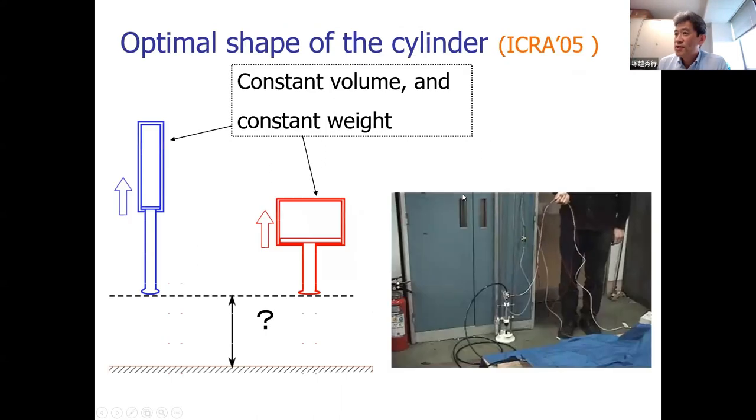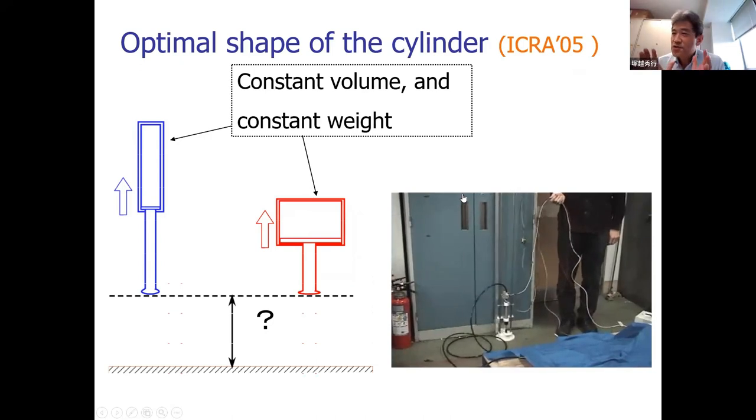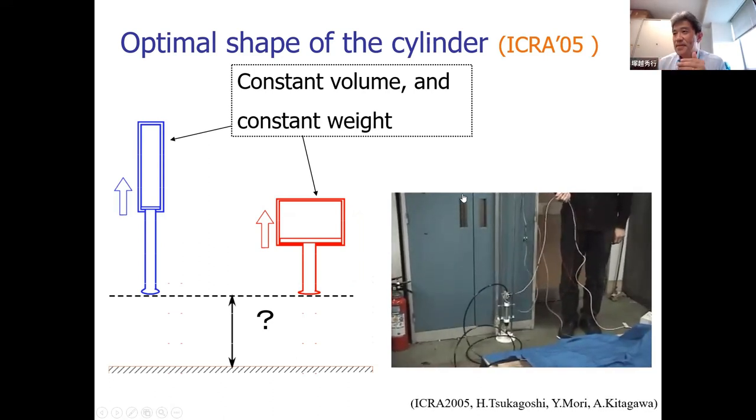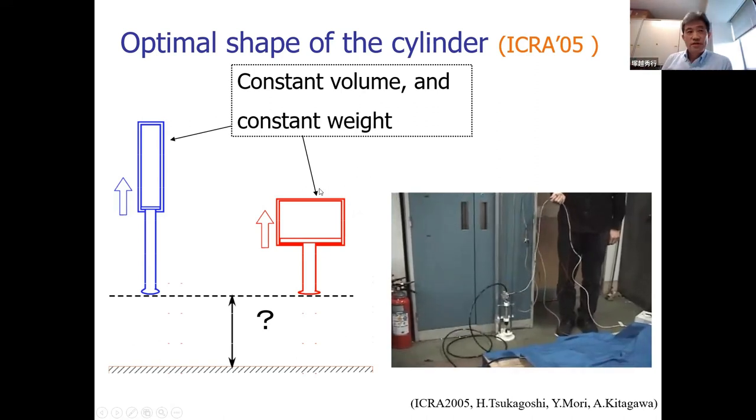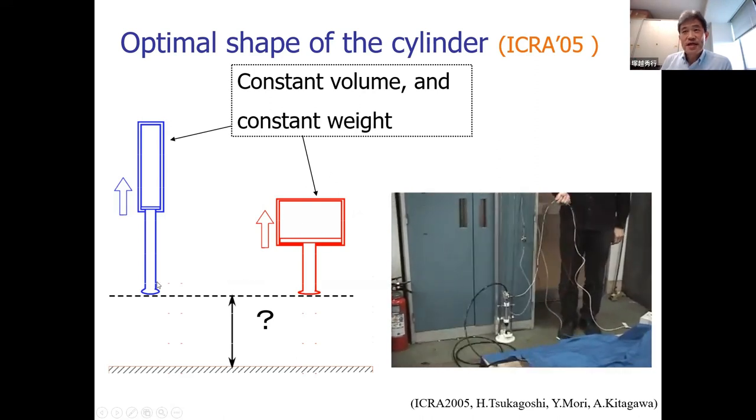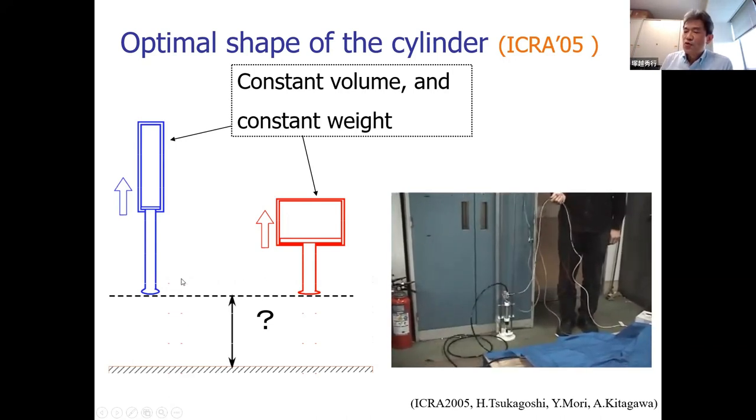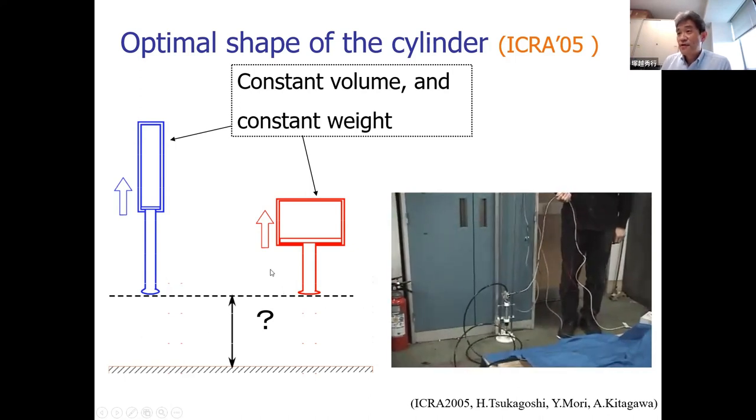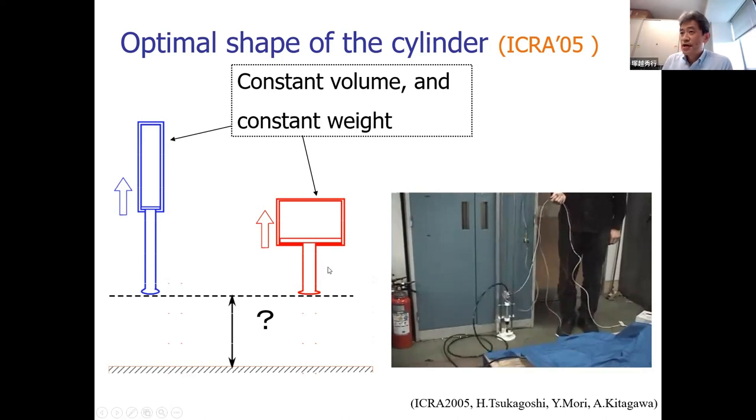Then by using these three, you can guess what kind of size will be the best to realize high enough jumping. So here, let's assume that the volume of each cylinder will be the same. So in this case, which one can realize the higher jumping? The one is slender and the other is fat, but short in stroke.